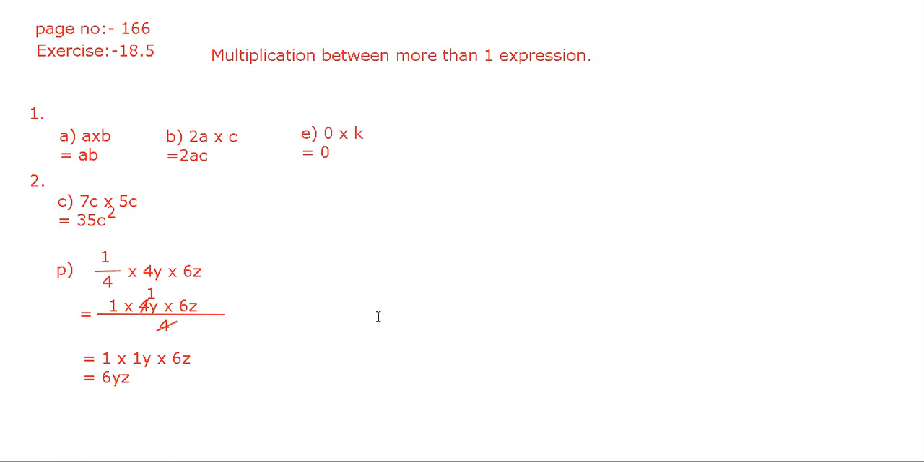Others? Q. Question number Q. Who asked this question? Samata. Okay, question number Q. What is asked in question number Q? 2x divided by 3, 2x upon 3, and 3x.